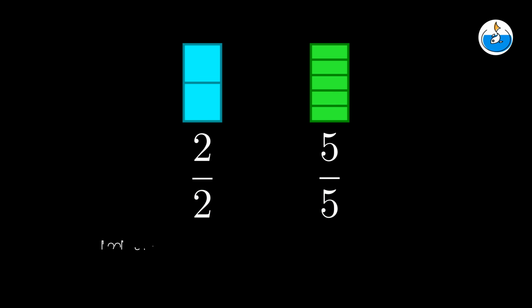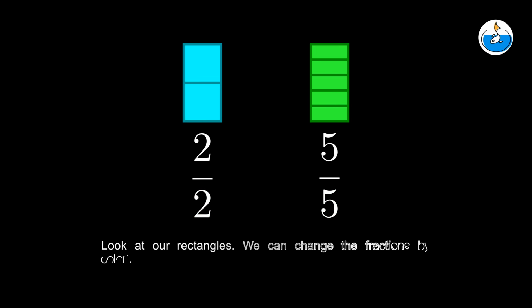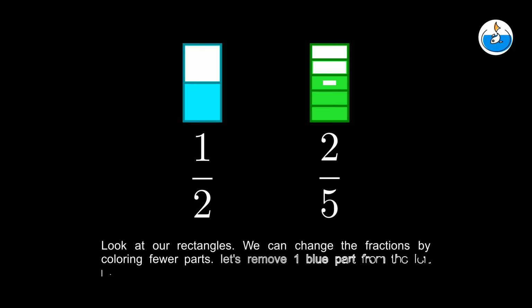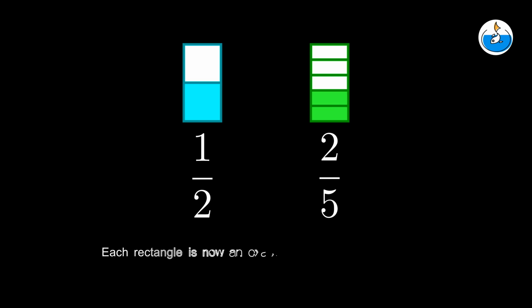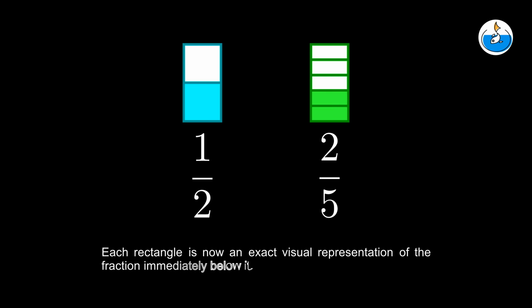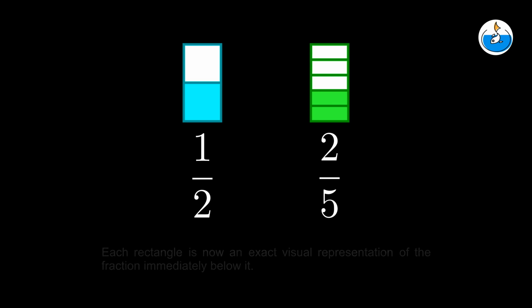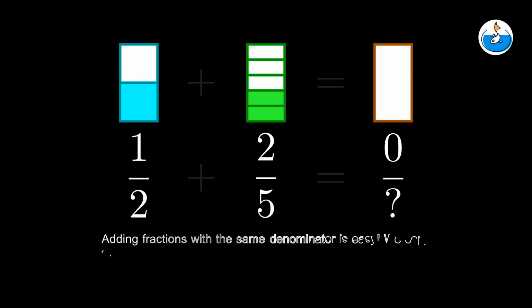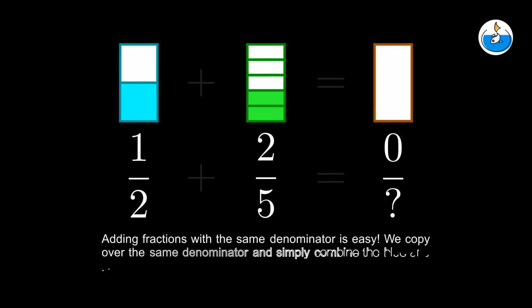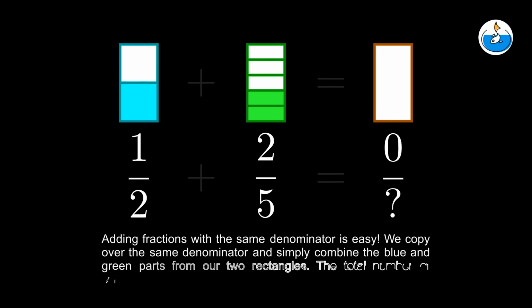Look at our rectangles. We can change the fractions by coloring fewer parts. Let's remove 1 blue part from the left rectangle and 3 green parts from the right rectangle. Each rectangle is now an exact visual representation of the fraction immediately below it. Let's now work on adding these 2 fractions. Adding fractions with the same denominator is easy. We copy over the same denominator and simply combine the blue and green parts from our 2 rectangles. The total number of combined parts becomes the new numerator.